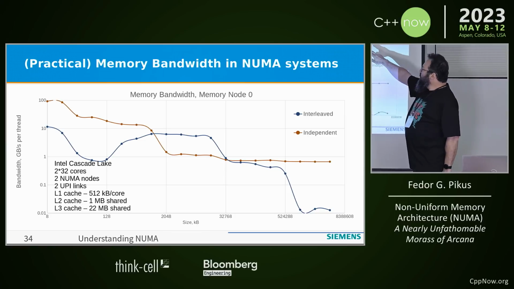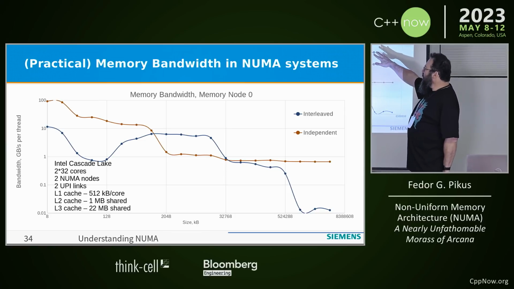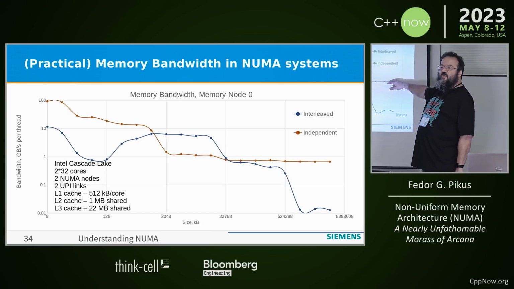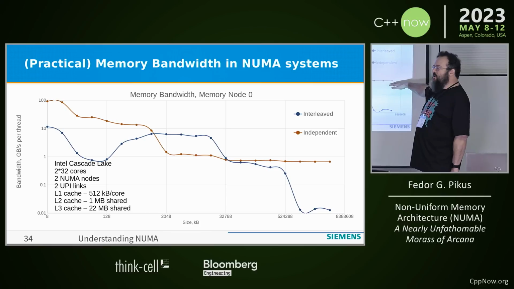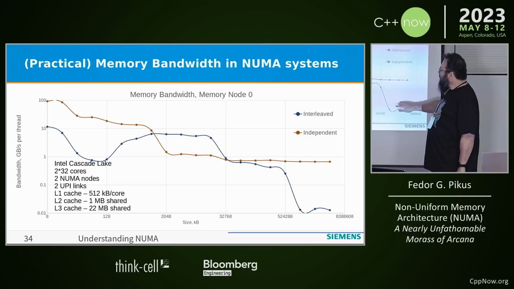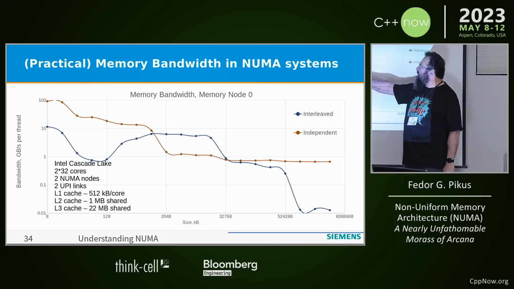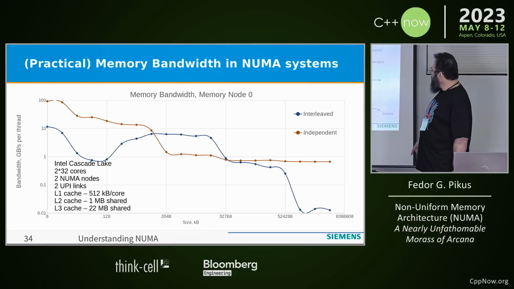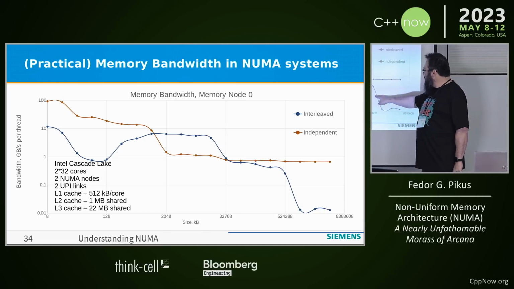So this is within node. Everything is on node 0. For reference, this is independent, from the previous slide, the memory bandwidth for sequential independent writes, just so we don't have to go back to that slide. And this is the interleaved. There is some cache weirdness there that I don't know what it's from, something having to do with the prefetch.